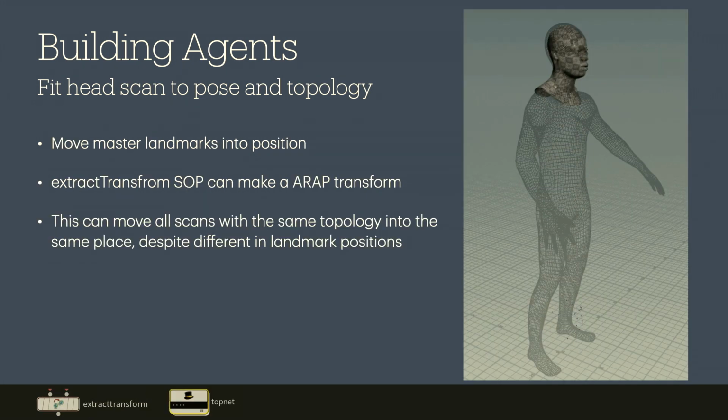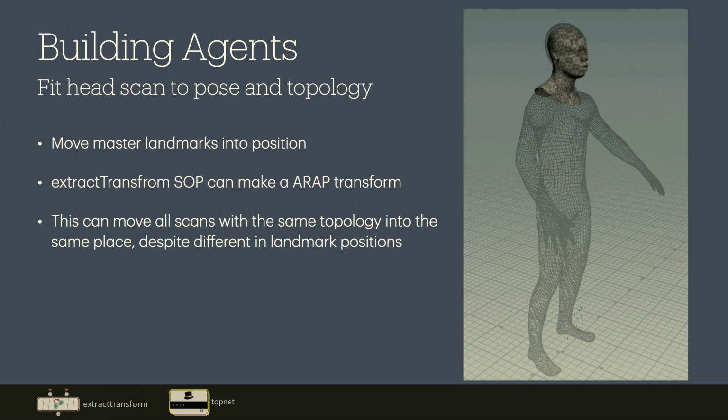Once we've done that, we can move the head scan into the correct place so that the topo transfer SOP doesn't have to work quite as hard. We just manually place the first scan into the right spot. We're looking to line up the important facial landmarks, eyes, mouth, ears, with that of our agent base mesh. Then we can use the extract transform SOP to get as rigid a possible transform to where the face should be.